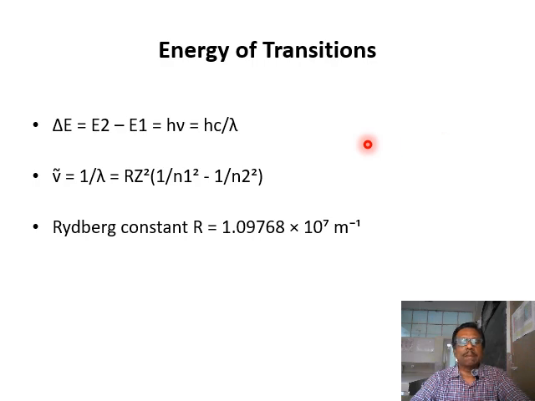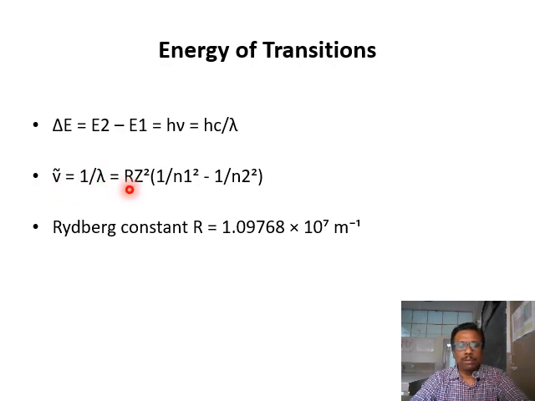Energy transitions: delta E equals E2 minus E1. Using this, we can calculate the energy of the transition, which equals hc by lambda. And we are interested in the wave number. Wave number nu bar equals 1 divided by lambda.